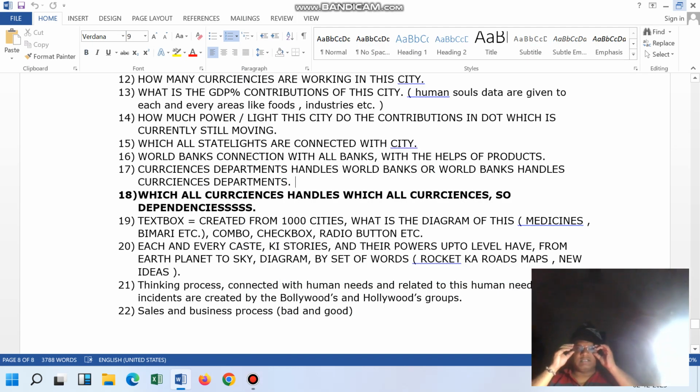Here, basically, we are discussing one topic, that is currencies. This is actually the earthquake topic ongoing. In earthquake, basically, the topic is currencies, and in currencies, basically, the dependency of currencies and the independency of currency. Basically, we are discussing.